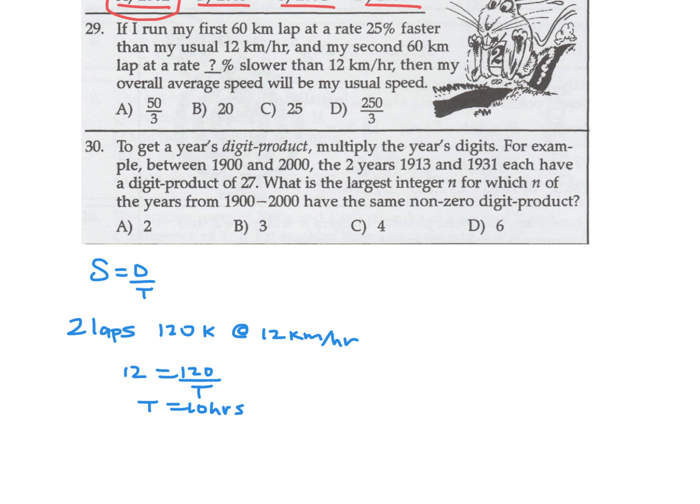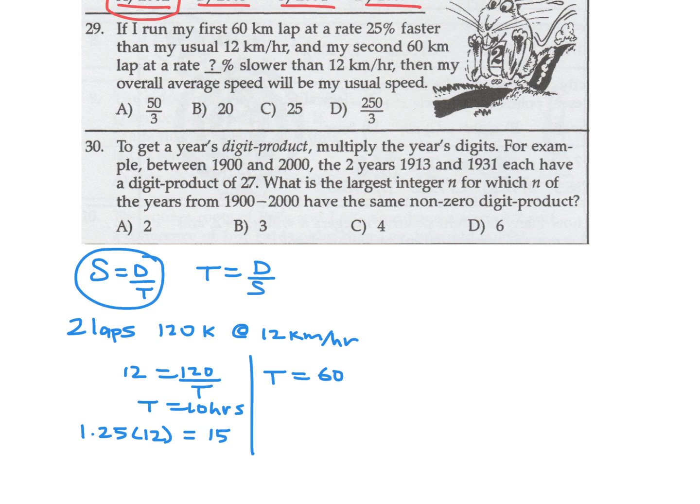Now they've given you part of the question. They've given you that the first 60 is run at 25% faster. So 25% faster than 12 is 1.25 times 12, which is 15. So for the first 60 kilometers, if we rearrange the formula a little bit, t is equal to d over s. So t would be 60 over 15, so t would be 4. So the first 60 kilometers takes 4 hours.